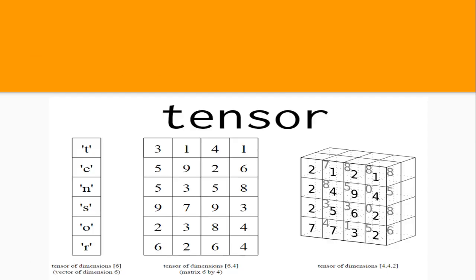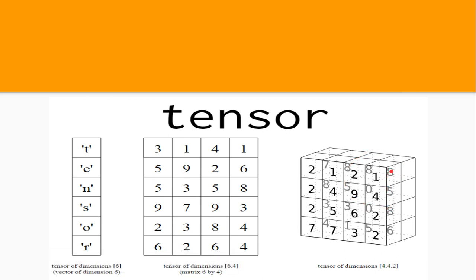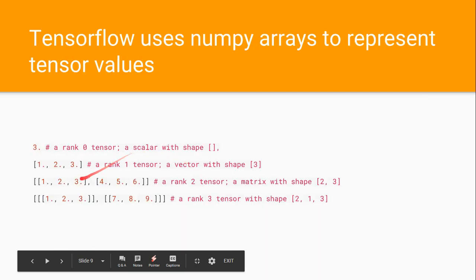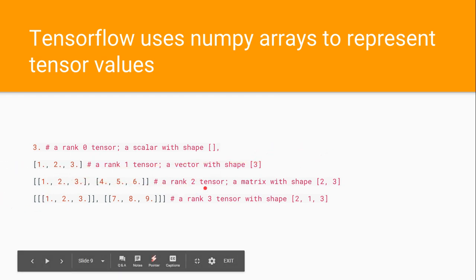I'll show you these tensors. These are 1D, 2D, 3D tensors, and you can see the dimensions here. TensorFlow uses NumPy arrays to represent tensor values. If you use a simple number, you get a rank 0 tensor, which is a scalar. You can use square brackets for a rank 1 tensor, a vector with shape 3. Then rank 2 tensors are matrices, then rank 3 tensors. As the rank increases, you can call them N-D tensors.